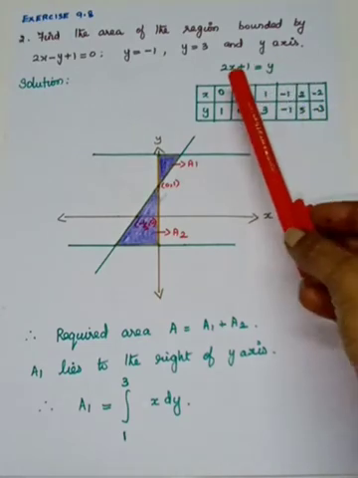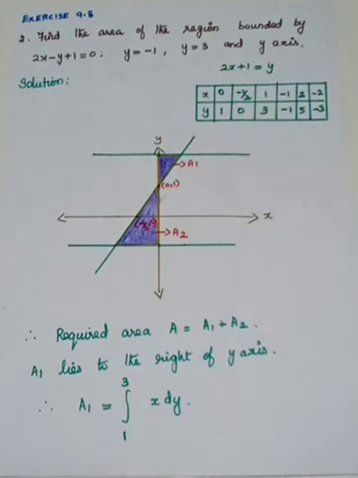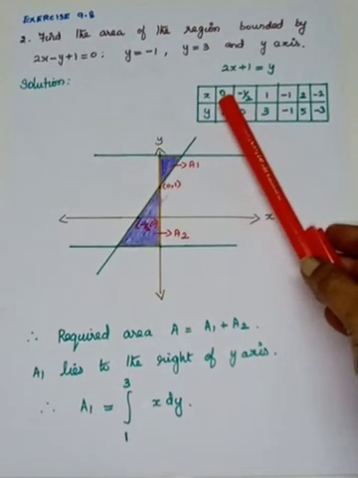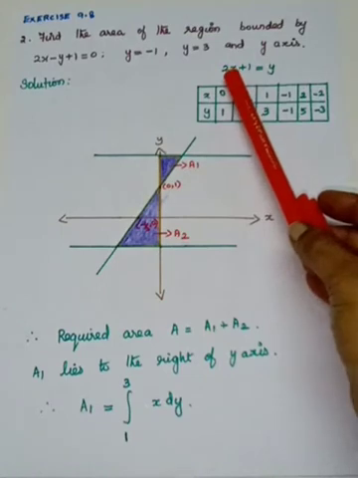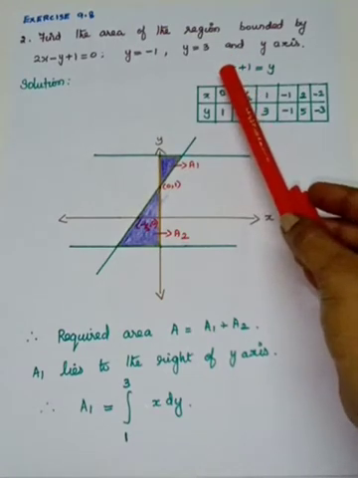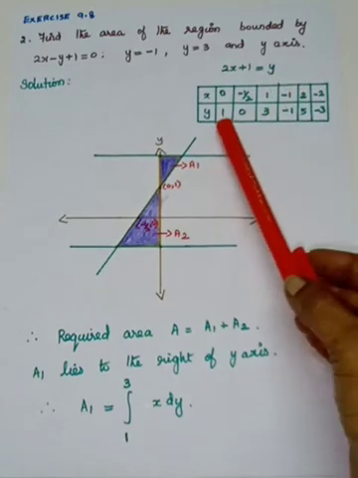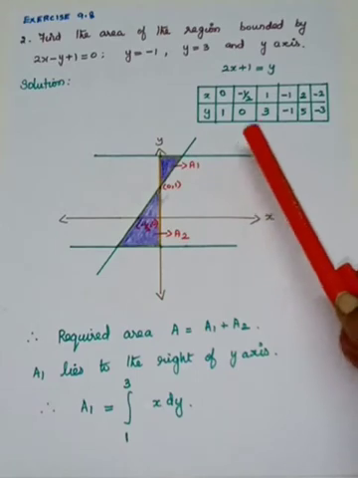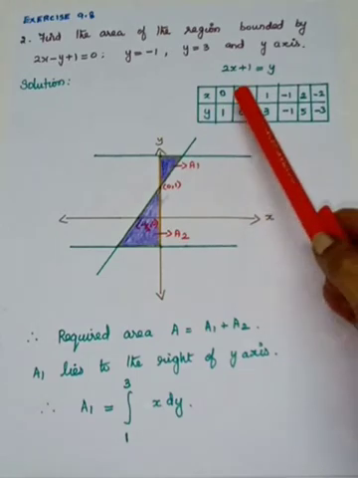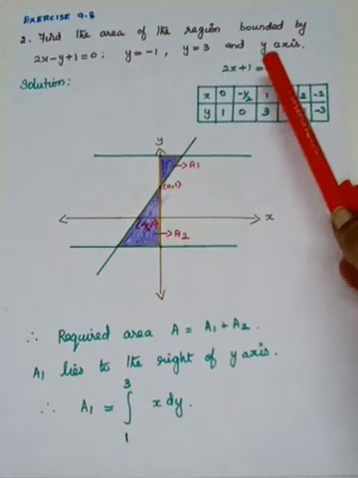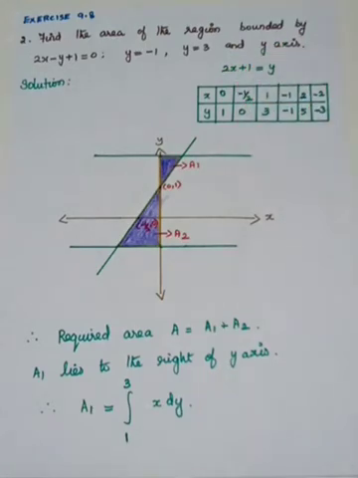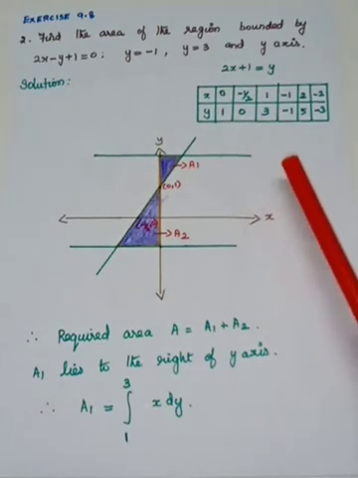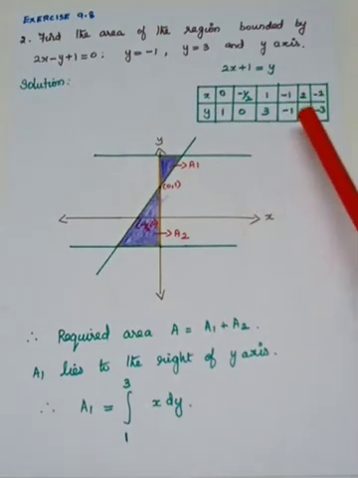To draw the straight line, we need at least 2 points. First put x is equal to 0. If you substitute x equal to 0, you will have 0 plus 1, that is 1. So when x equal to 0, y is equal to 1. Next step, put y equal to 0. Then 2x plus 1 is equal to 0, so x is equal to minus 1 by 2. These 2 points are enough to draw the line. Otherwise, if you want, you can consider more points.